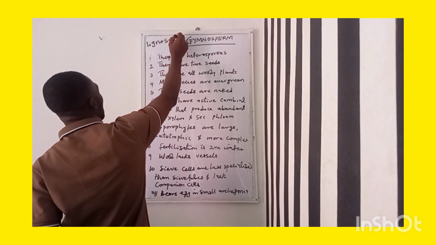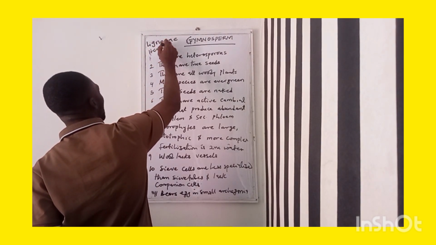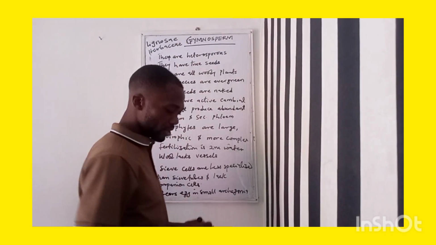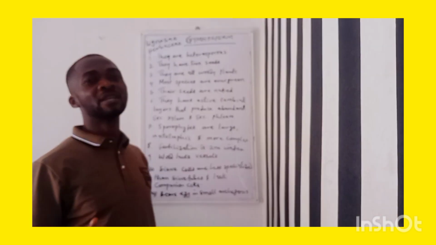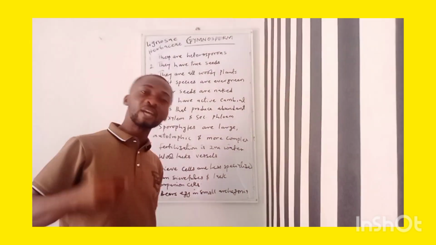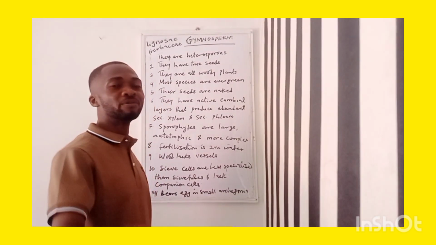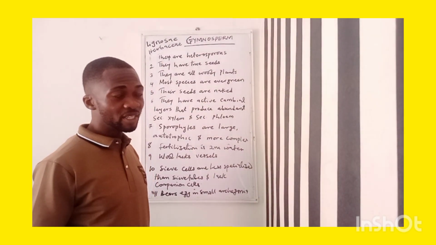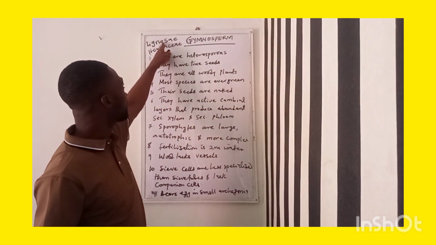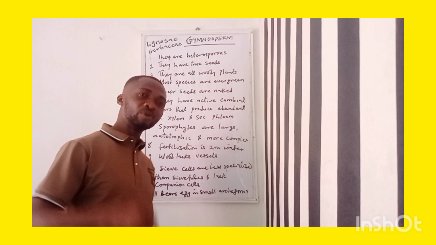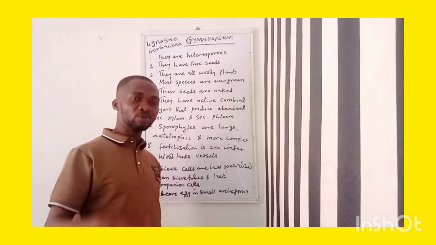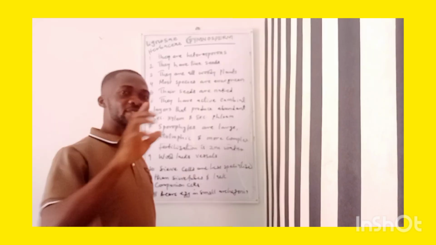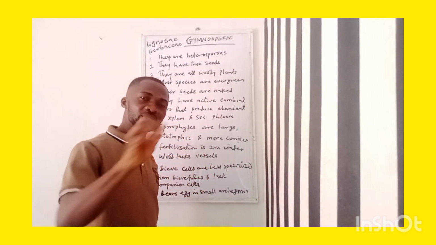Lignosae and herbaceae. So members of bryophyta, for instance, can be grouped as herbaceae because they are not woody. Members of pteridophyta can also be grouped as herbaceae because they are not woody. Then the lignosae contain the groups that are predominantly woody. And in this case, that is where you see gymnosperm and angiosperm.